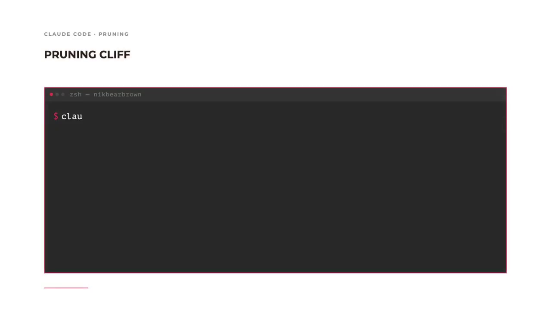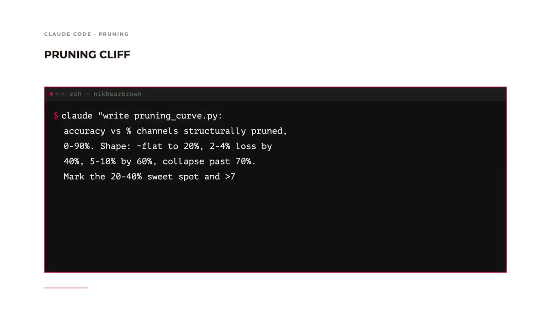Ask for the experiment. In the terminal: Claude, write pruning-curve.py, accuracy versus percent channels structurally pruned, 0 to 90. Shape: flat to 20%, 2 to 4% loss by 40%, 5 to 10% by 60%, collapse past 70%. Mark the 20 to 40% sweet spot and the greater than 70% cliff.